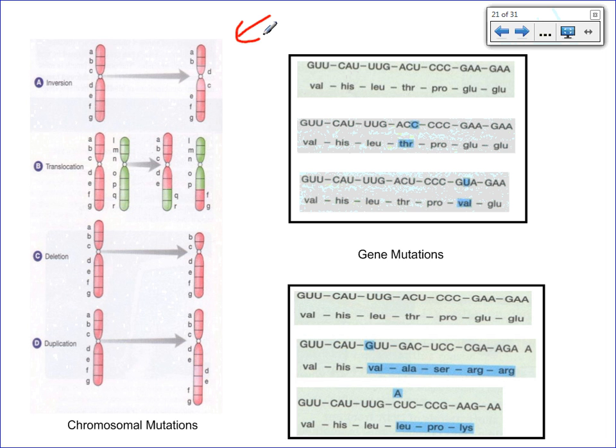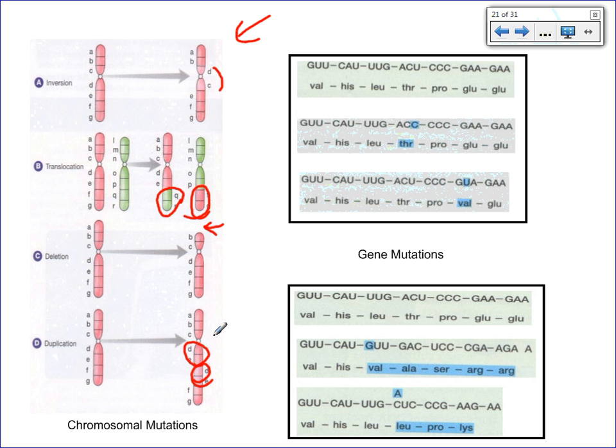Inversion is where you have a section that has come out and reinserted itself the opposite way. Translocation is where you have a section of one chromosome being translocated to a section on another chromosome, not a homologous one. Or it could be a homologous one, but normally it's to another chromosome. Deletion mutation is where a section of the chromosome is lost. Duplication is where a section of the chromosome is repeated.